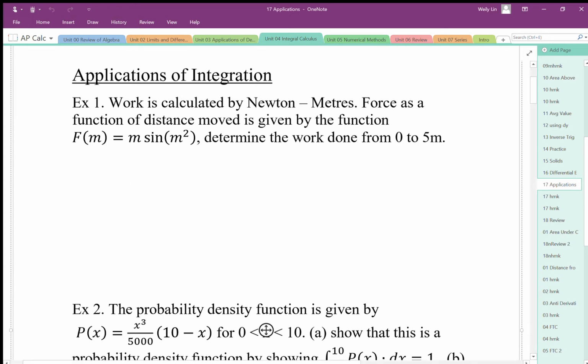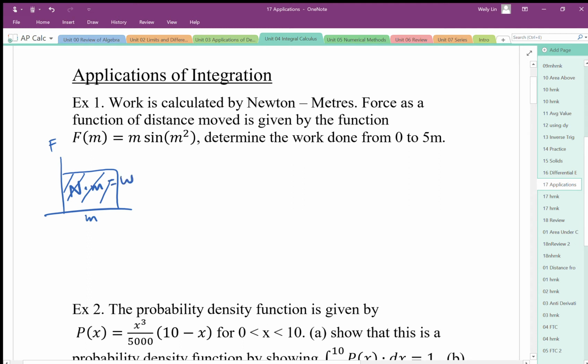In this particular problem, the force is given by a function of how far we move. So as you move the object, the force that you're using changes. We need to figure out how much work is being done from 0 to 5 meters. This is an integration problem because if you imagine force this way, meters this way, the area calculated is going to be Newtons times meters, which is work. So the area underneath this curve is going to be work.